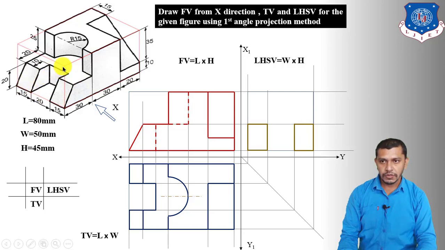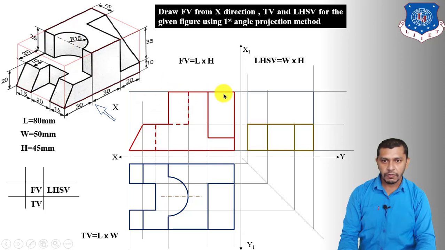Now we have to show this rectangle of this slot. So connect this edge to over here. We will get the left hand side view of this part. Now we have to draw the left hand side view of this semicircular part. For that we have to take the projection of this part from the front view and top view.